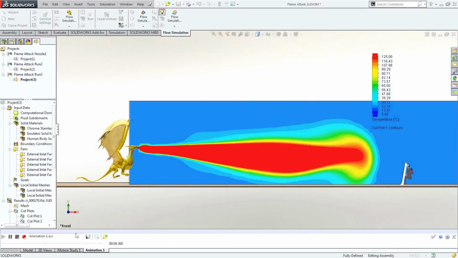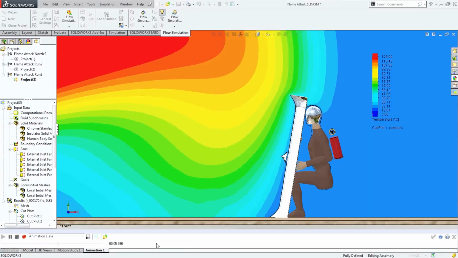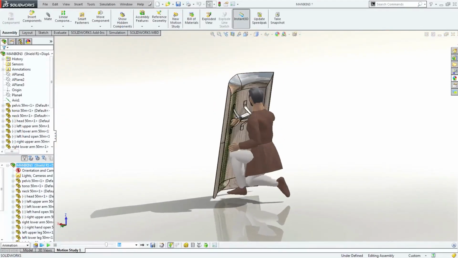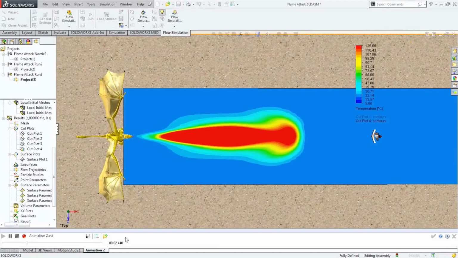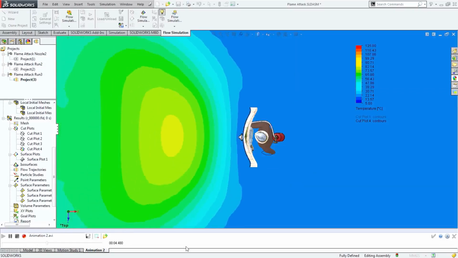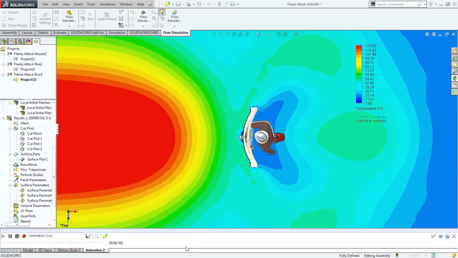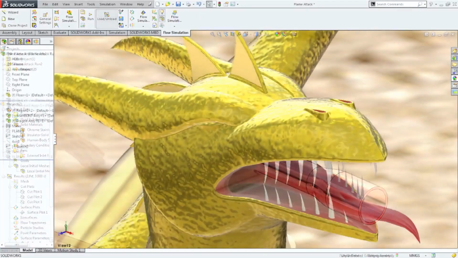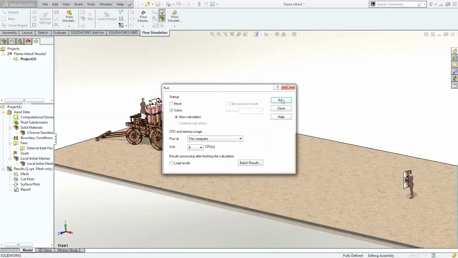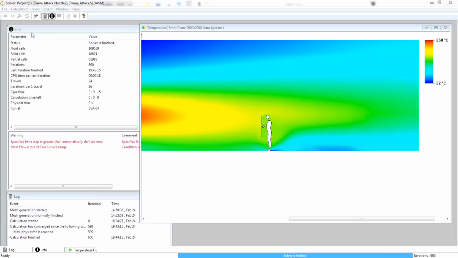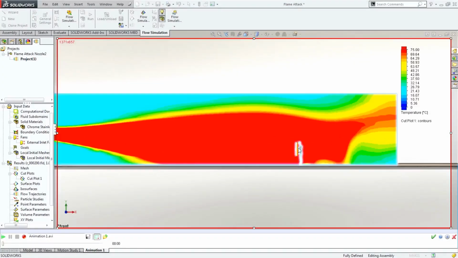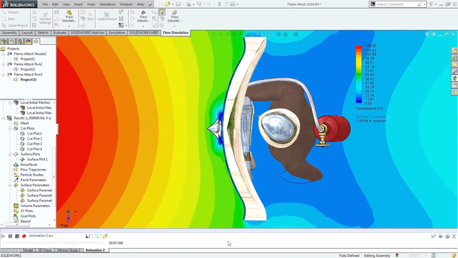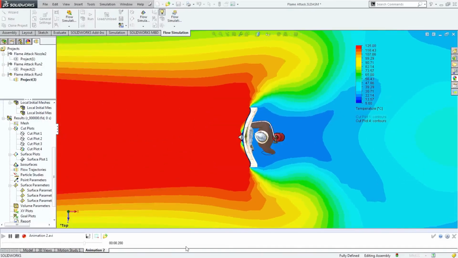The SOLIDWORKS Simulation Suite provides advanced tools to solve your most challenging design problems. SOLIDWORKS Simulation makes it easy to see and understand how your products will perform under real-world conditions without having to build expensive and time-consuming prototypes. SOLIDWORKS Simulation gives you vital information that can help you make good engineering and design decisions, making your products better and your customers more satisfied.